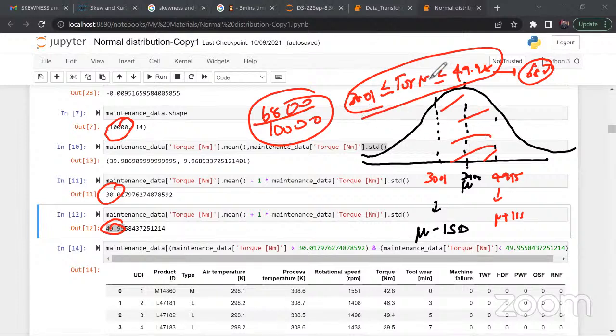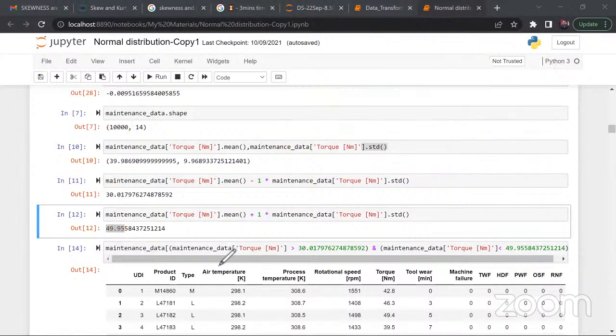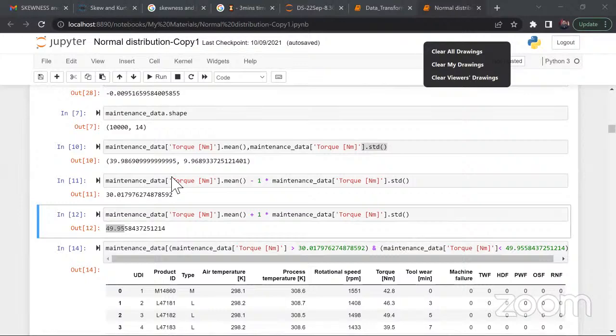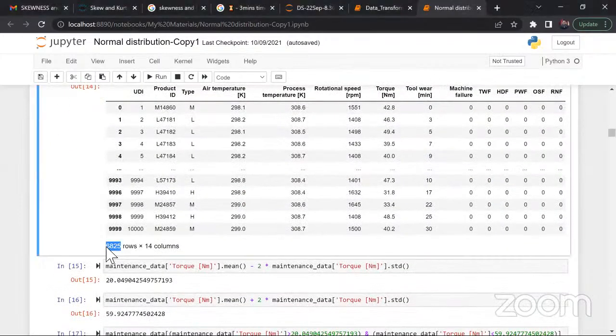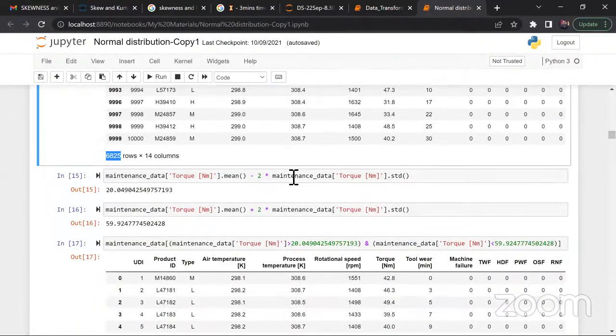So for this I'm doing one filtration: maintenance data greater than 30.01 and less than 49.95. The total observation size should be 6,800. So 68% of the total values fall within 1 standard deviation when I filter with respect to the torque value. Now what I wanted is 2 standard deviation.